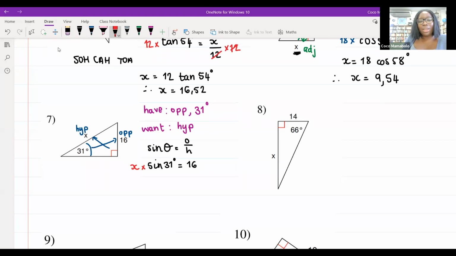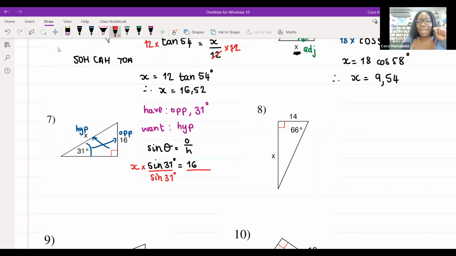Now, if I want x on its own and it's multiplied to sine 31, how can I get rid of the sine 31? What do I need to divide by to get rid of sine 31? Who has any idea? What can I divide by? Not by 16. I want x on its own. That's it. If I want x on its own, I have to divide by sine 31. Remember, the sine and the 31, they always go together. We can't separate them.